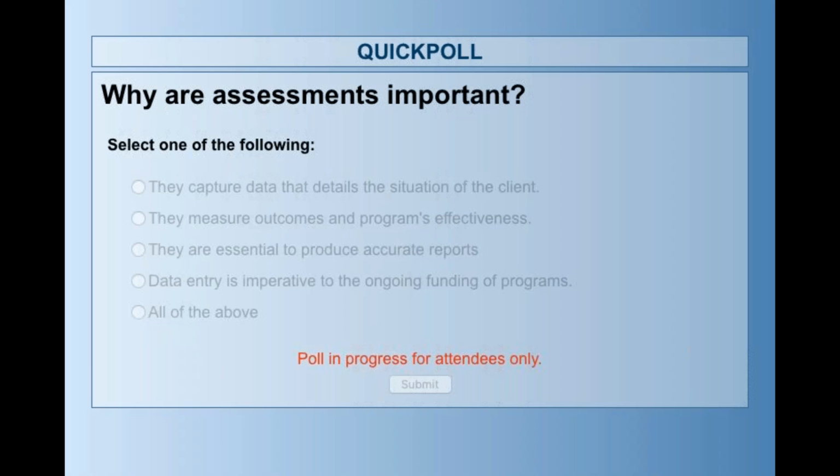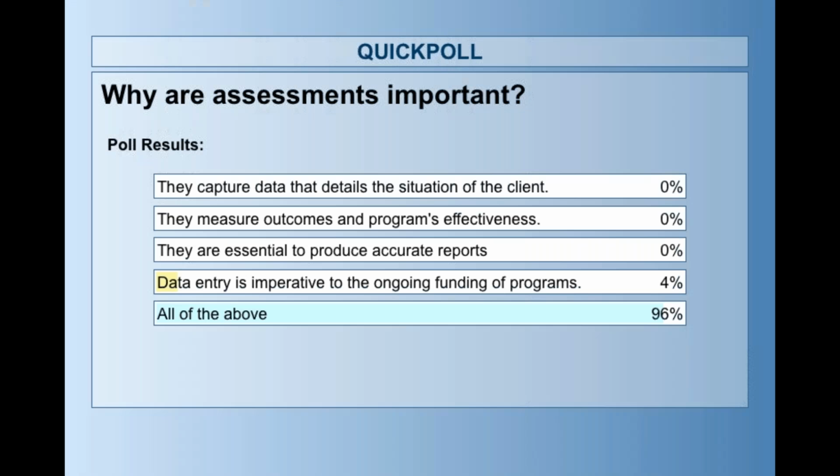Why are assessments important? Your answers here will determine if we should even be having this training in the first place. I'm just kidding. I need to know this, just to know that we're on the same page. And as you read the choices, you know where this is going. I see all of you participated. That's great. I'm going to close this poll. Let me share the results over here. 96% of you got it right. This 4%, we'll work on that. Don't worry about it. Let's hide these results.